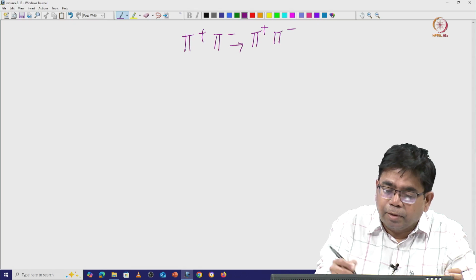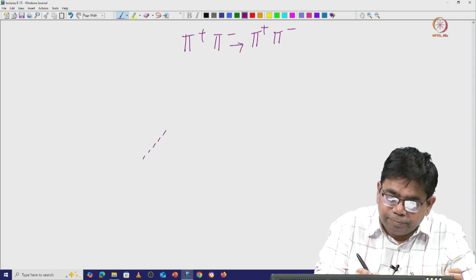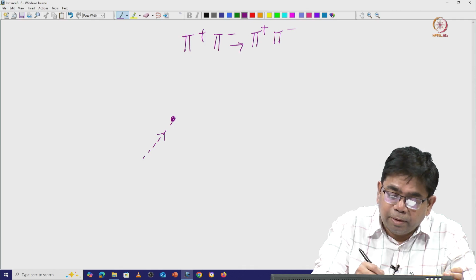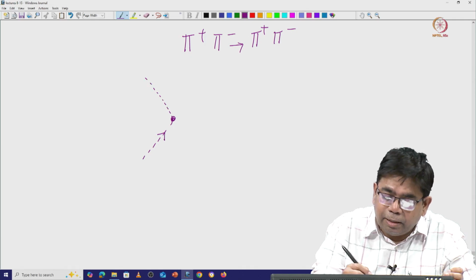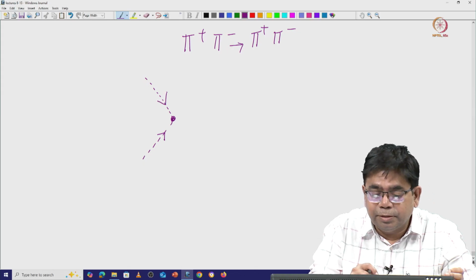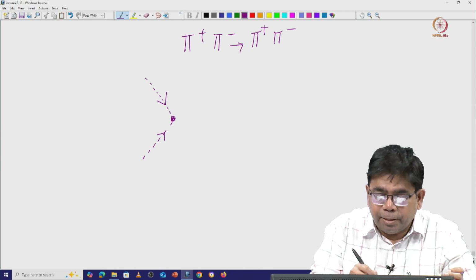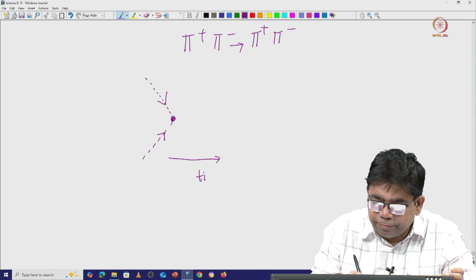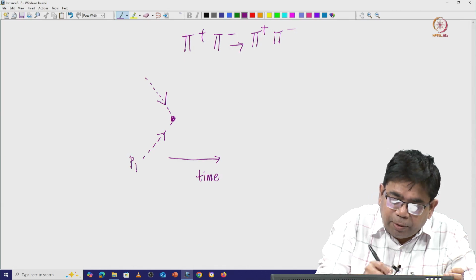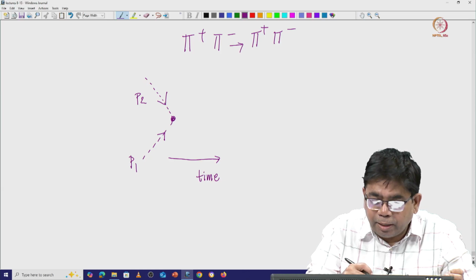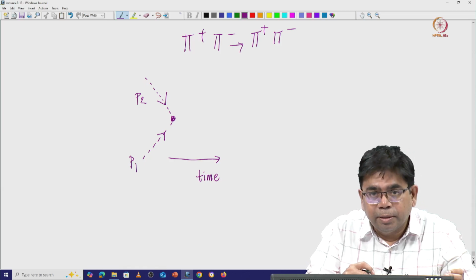So a pion comes, let us draw it with the vertex, and this is a pi plus. This is an incoming thing, and then a pi minus comes. We have to fix our time direction, so let us push the time direction to this direction. Let me call this P1, this is P2. This is moving backward in time, okay. This is moving forward in time. So this is an antiparticle, this is a pi minus.